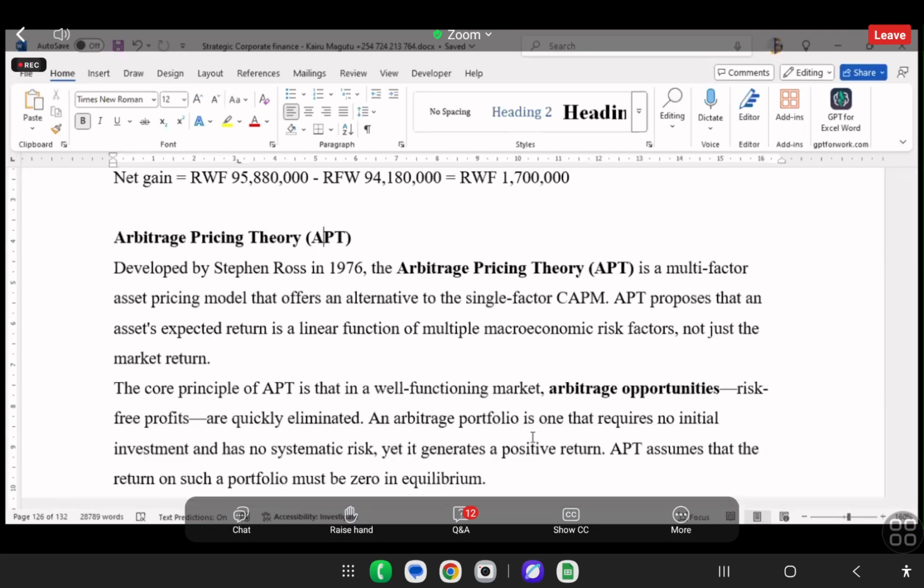Arbitrage pricing theory was developed by Stephen Ross and another guy called Roll. They developed the arbitrage pricing theory in 1976. It is because of the limitations of the capital asset pricing model that they came up with a model they called the APT. Among the limitations of the capital asset pricing model, we talked about it being a single factor model, because it only captured one beta factor. The other challenge is that it is a single period.